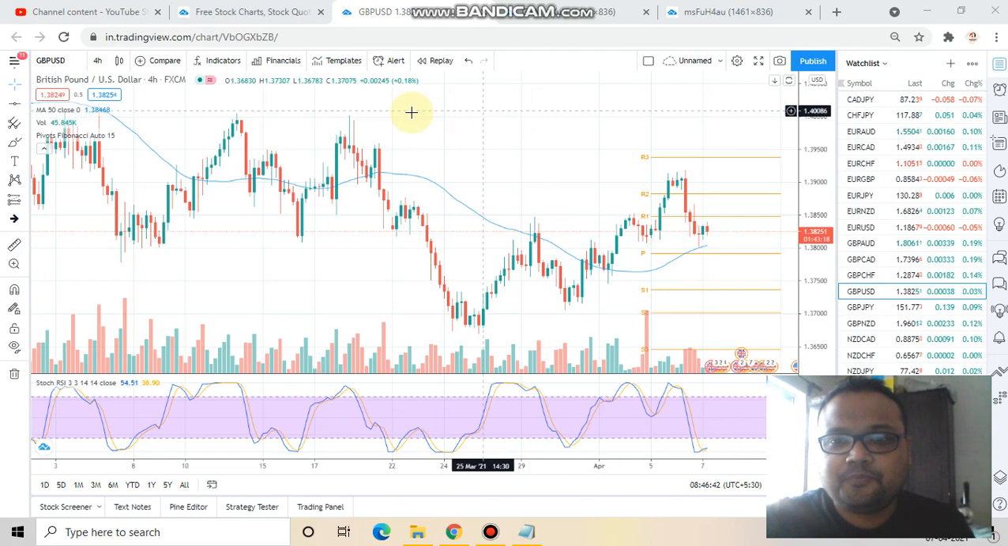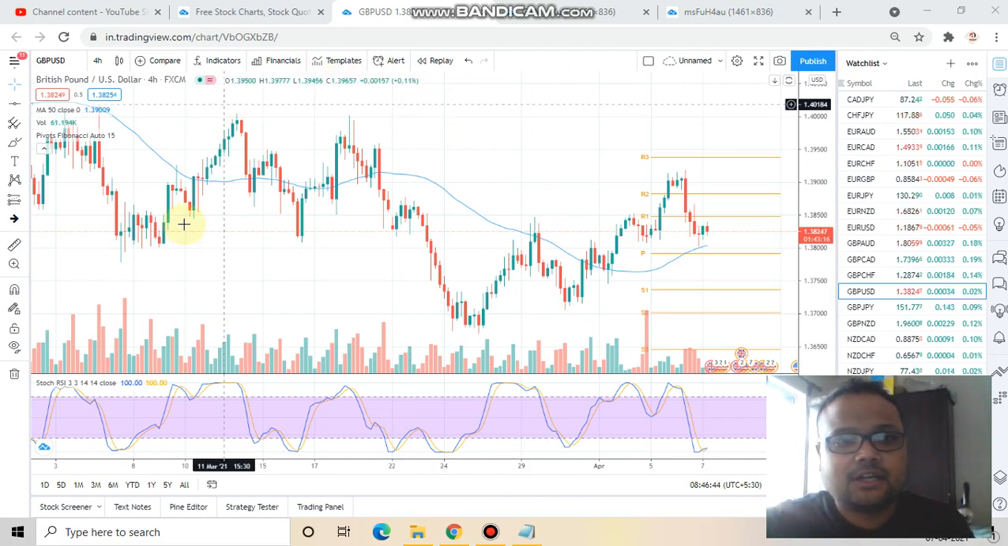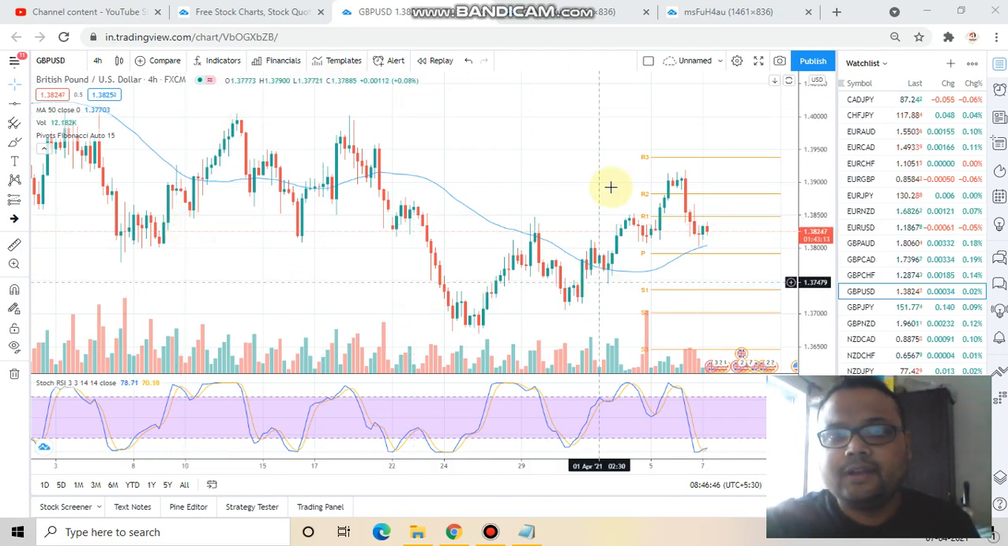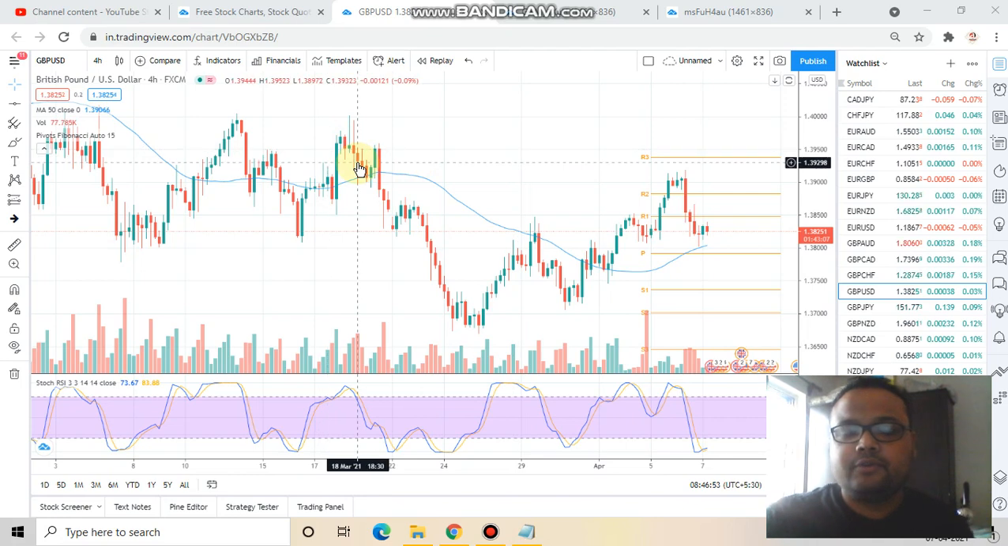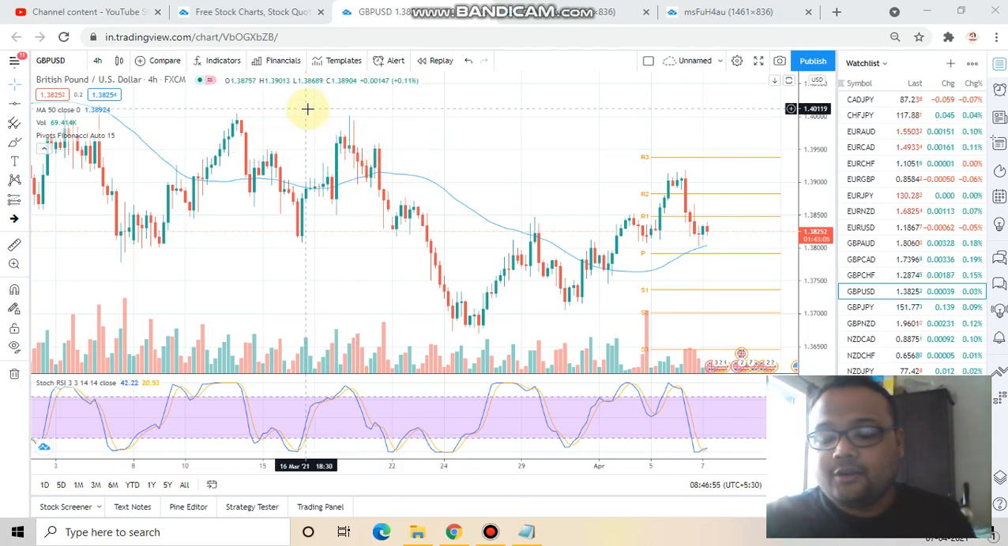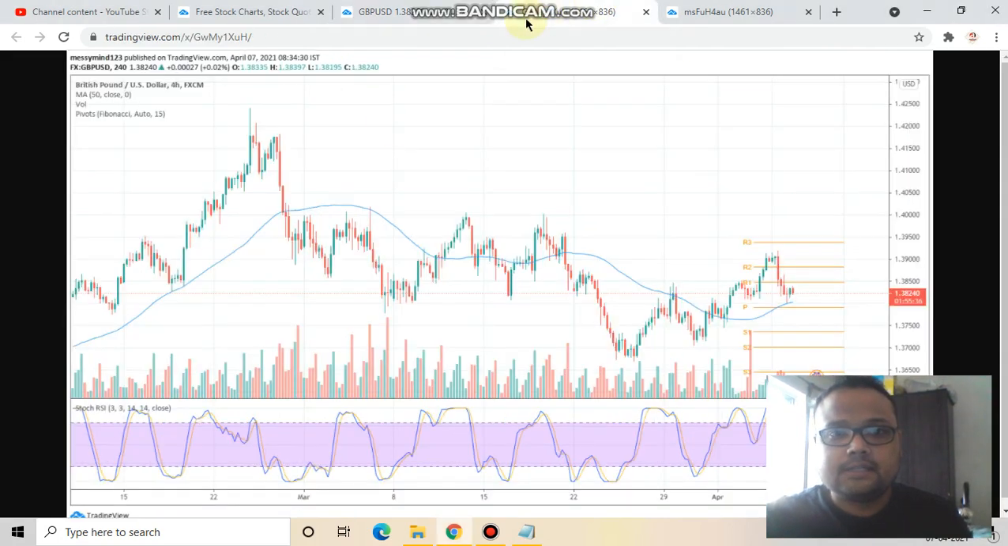So let's get started. So this is a chart of GBP USD, and to be very honest, at least for me, this is not a beautiful chart, because things are very confusing here, and I do not like it. Personally, I do not like this kind of chart. And this is the overall chart of GBP USD for the last 1.5 months.